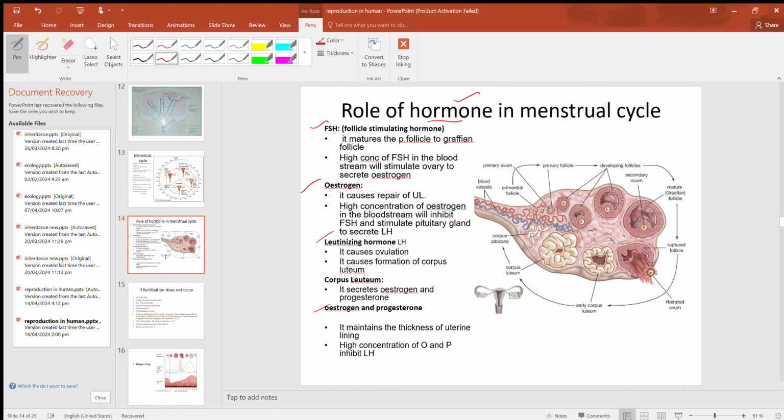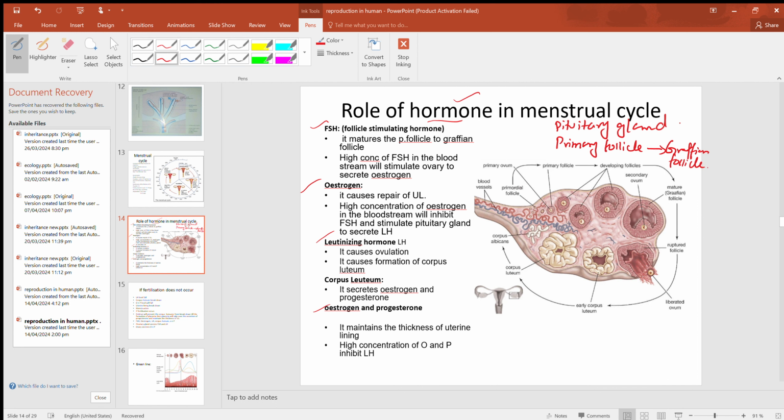Okay, so what is the function of follicle stimulating hormone? At first we should know which gland is responsible for its secretion. The pituitary gland will secrete follicle stimulating hormone, and the function of this follicle stimulating hormone is to mature the primary follicle. Please go through the first video, which is on the menstrual cycle, so that you come to know what primary follicles and Graafian follicles are. So the function of follicle stimulating hormone is to mature the primary follicle to the Graafian follicle.